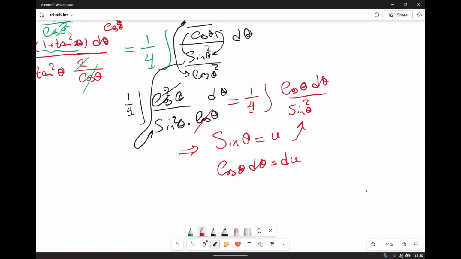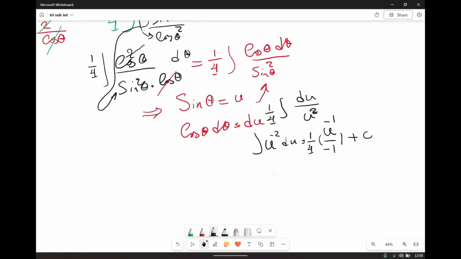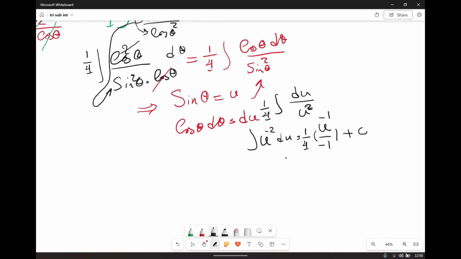I substitute here and the answer is the integral of 1 over 4 du over u squared. It's simple because it's u to the power minus 2. This integral of du is u to the minus 1 divided by minus 1, times 1 over 4, plus c. If I substitute back u equals sine, it is minus 1 over 4 sine theta plus c. But is our answer finished?